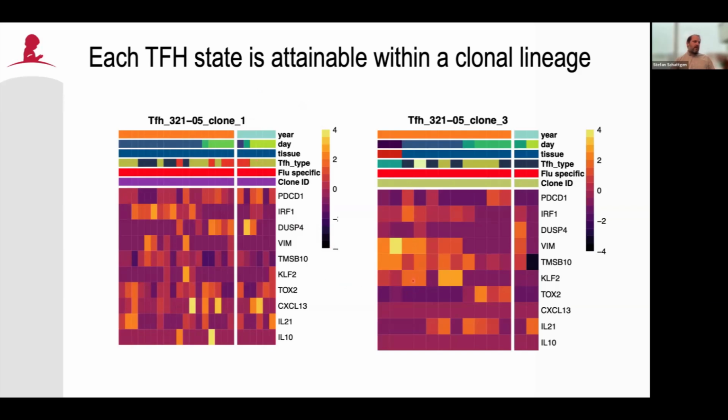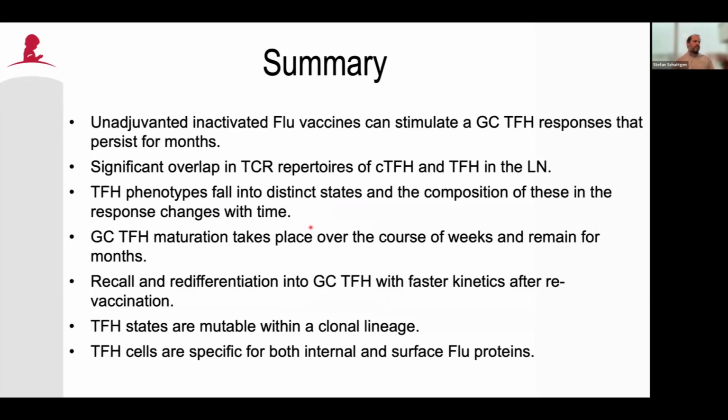So if you look at clone 3, you can see a lot of these early markers here, like VIM, TMSD10, and KLF2, which are associated with the pre-memory TFH cells, whereas we don't see IL-21 being produced early, but later on within this lineage too. So basically what we're able to figure out is that within a single clonal lineage, each of those TFH states is attainable. And so just to summarize, these unadjuvanted inactivated flu vaccines can stimulate a GC response.